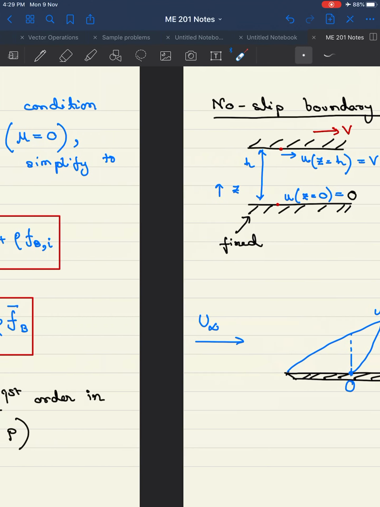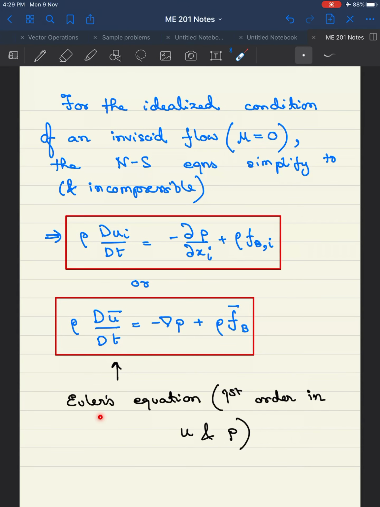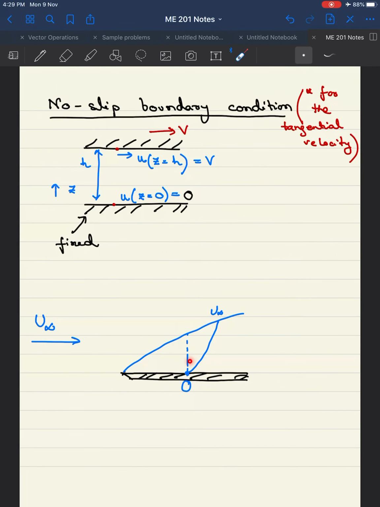Now when you apply the Euler's equation, the equation becomes simpler, first order in u and p, and a consequence of that is you have to let go of this no slip condition and in fact let the flow slip over the wall.